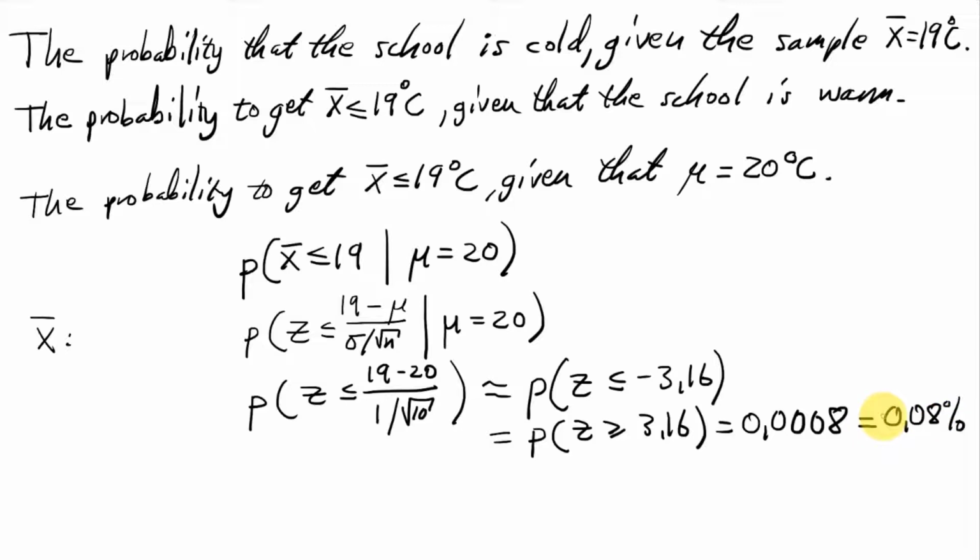0.08%. Since this is a very small probability, that means that it's very unlikely that the school is warm. That means that it's very likely that the school is cold. So to sum up, given that the school is warm, the probability is at most 0.08% to get this sample that we got, or even colder temperature. One says that the school is cold with a p-value of 0.08%.